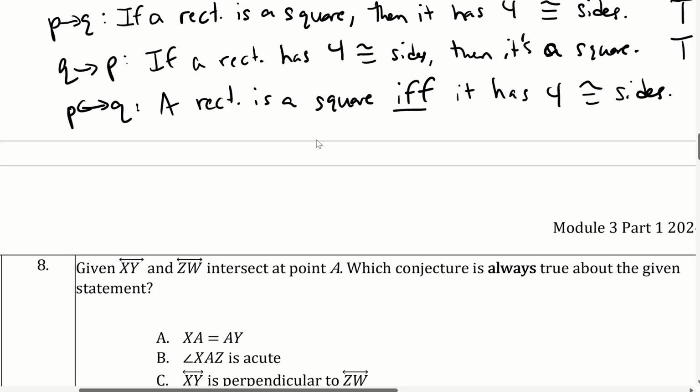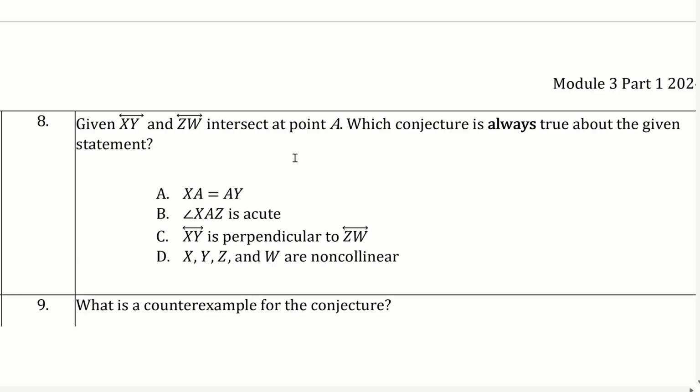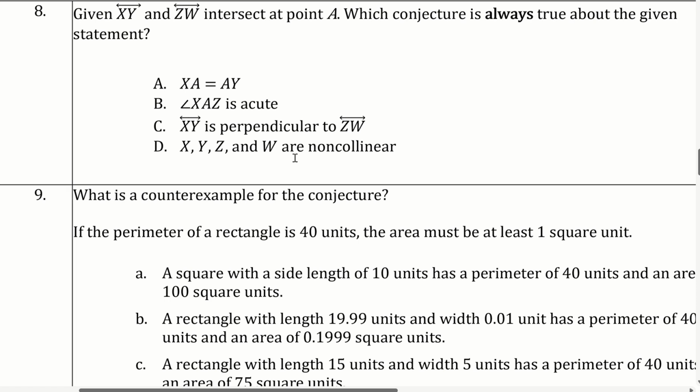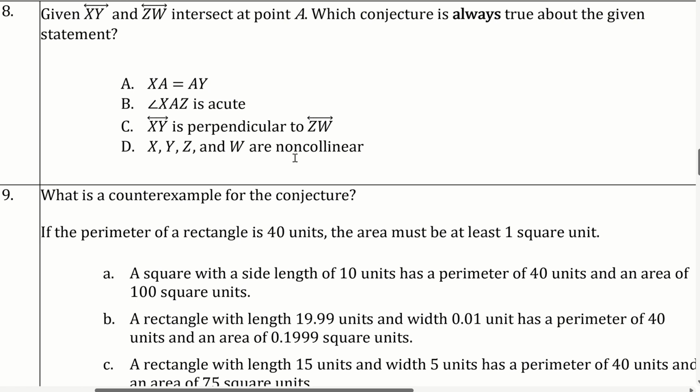Okay, so let's look at number 8. Given XY and ZW intersect at point A, which conjecture is always true about the given statement? So let's look at XA is equal to AY. Is that true? Does XA have to be equal to AY? Remember, it has to always be true. All we know is that these two lines intersect at point A. So we got A here, and we know that they intersect.